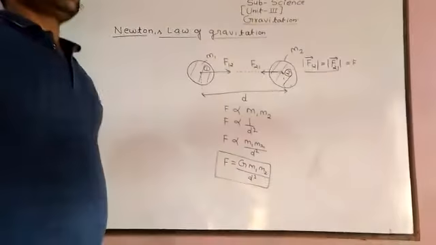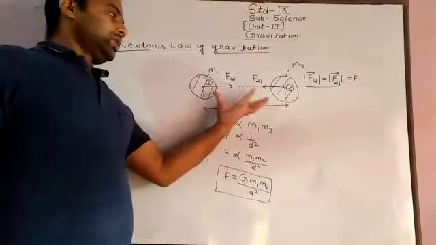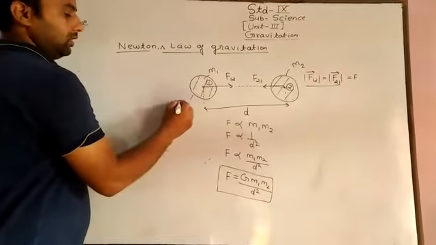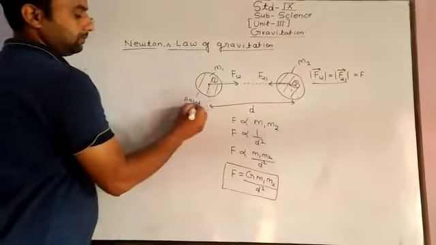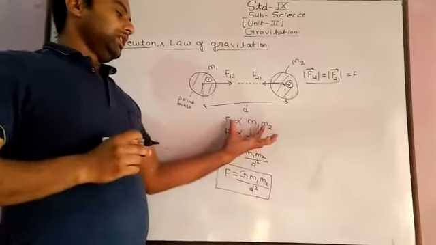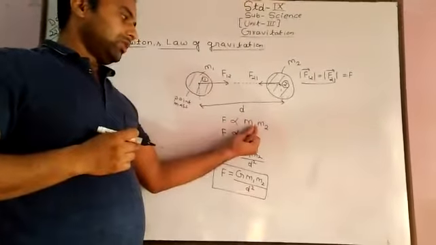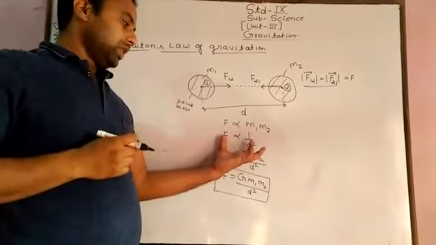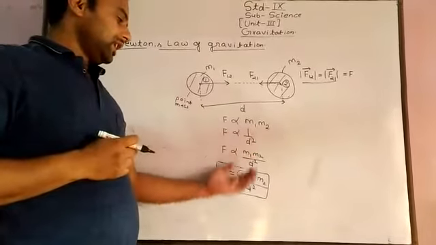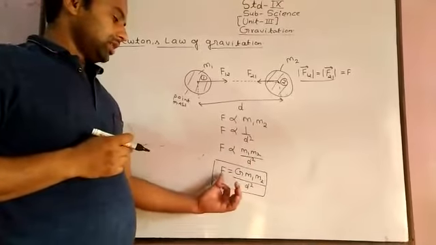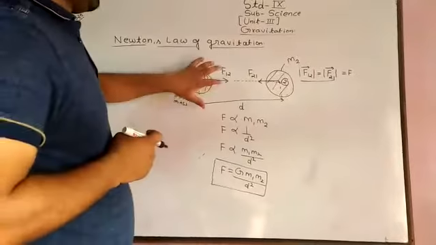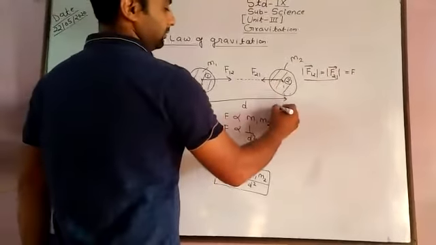Newton's law of gravitation says that the force acting between two masses, two point masses, is directly proportional to the product of the masses and inversely proportional to the square of the distance. If we combine them together, the formula becomes F is equal to G m1 m2 upon r square. Here we can say that this force is always attractive.